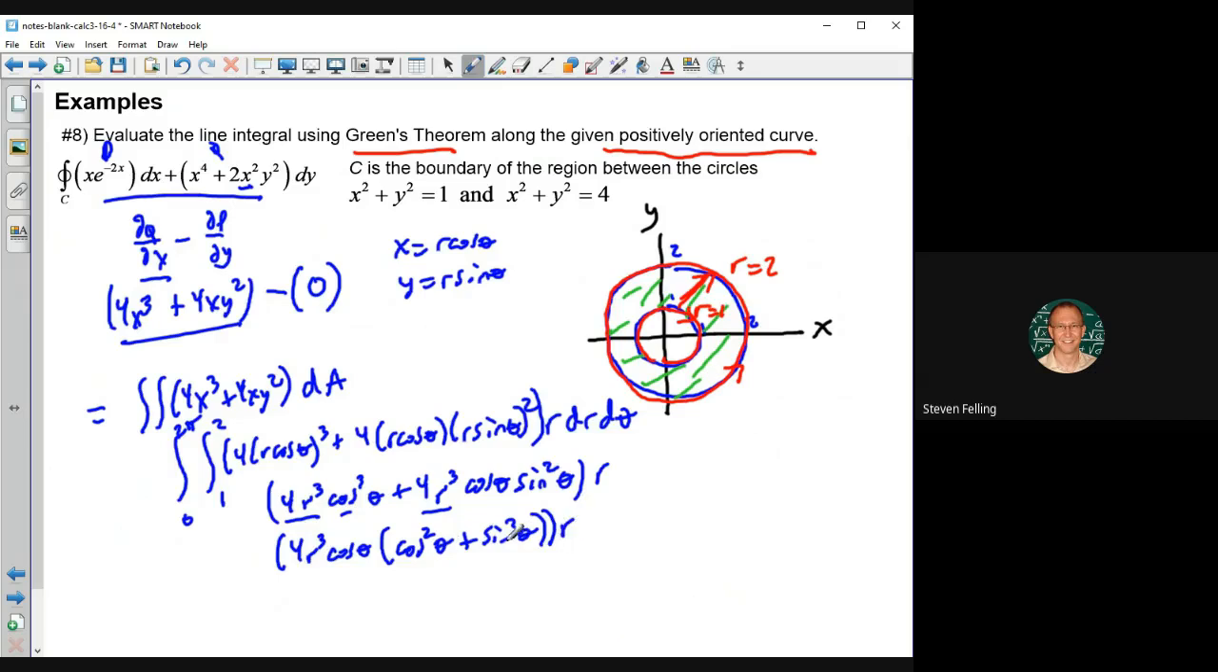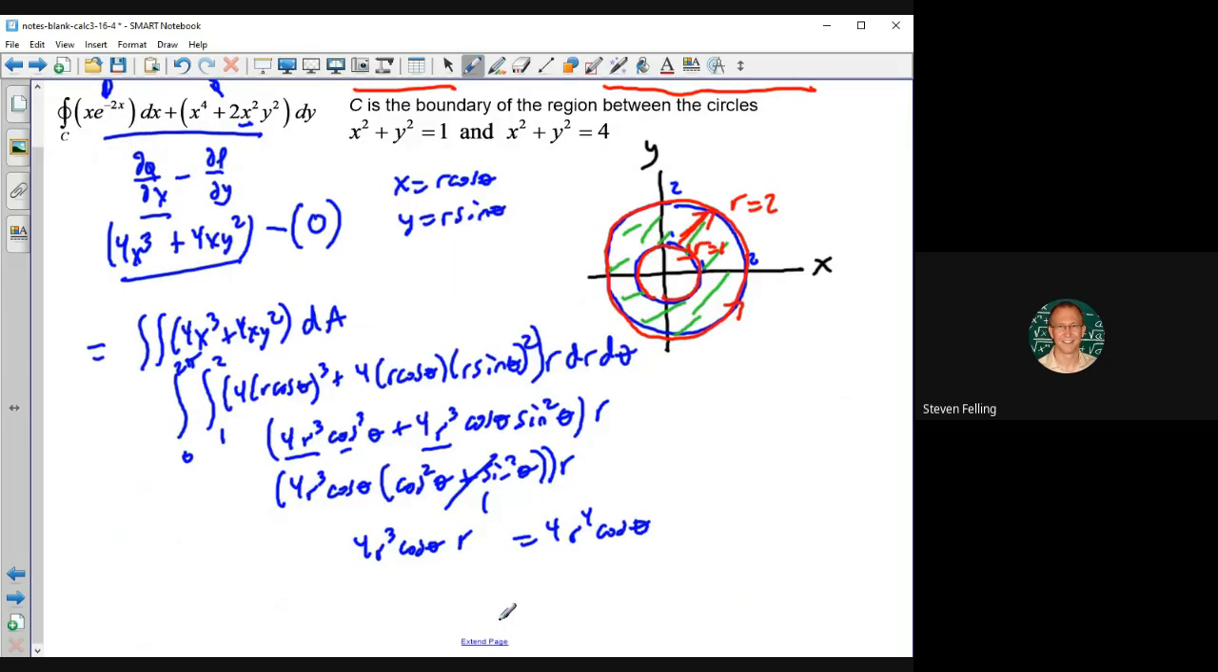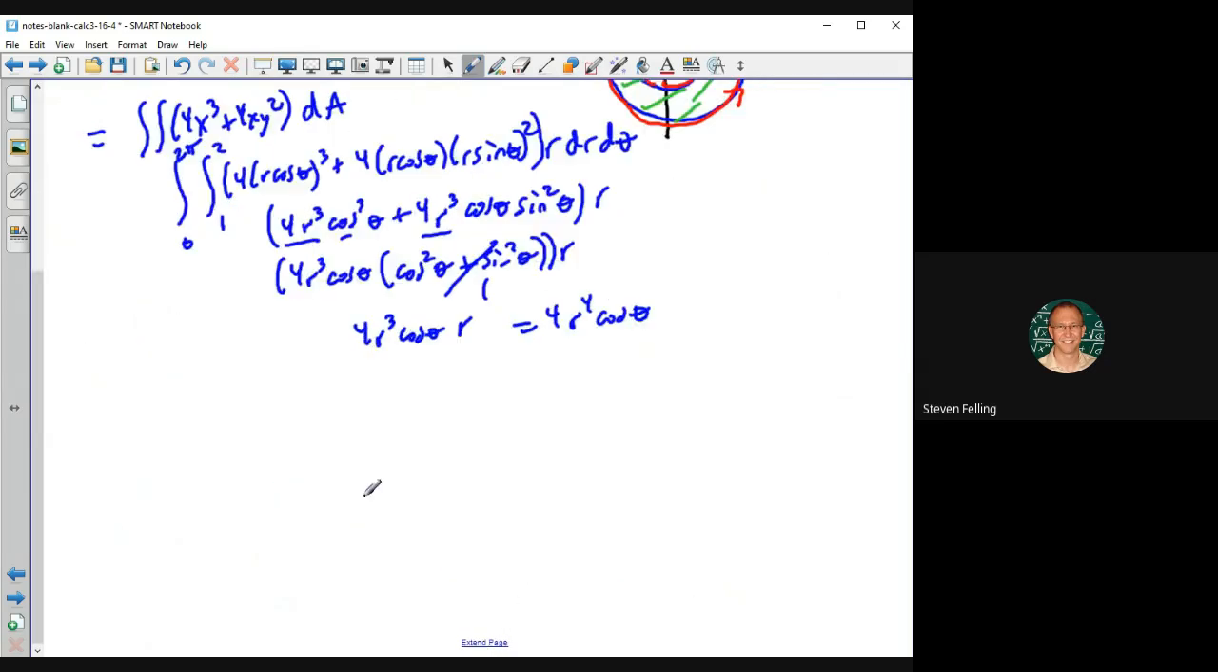Okay, but sine squared plus cosine squared is 1. So this is 4r cubed cosine theta times an extra r. So it's 4r to the 4th cosine theta. Okay, so luckily there was quite a bit of factoring that happened there. So let me express the integral over again. We've got the integral from 0 to 2 pi, the integral from 1 to 2. Now the entire integrand, including the r from the r dr d theta, is 4r to the 4th cosine theta, dr d theta. And that means we could separate these because this is factorable.